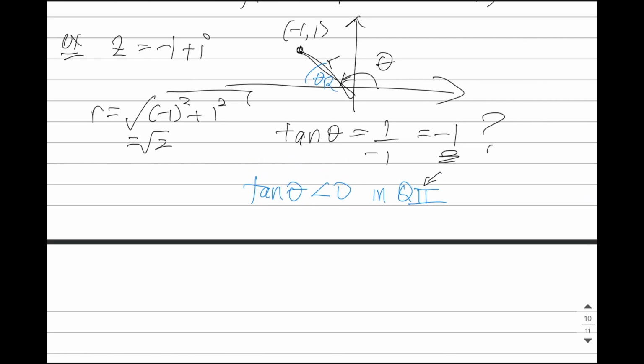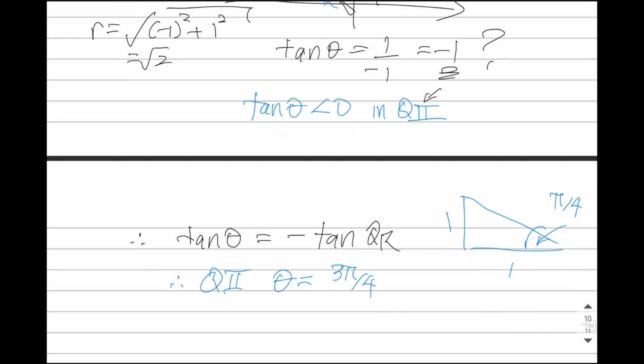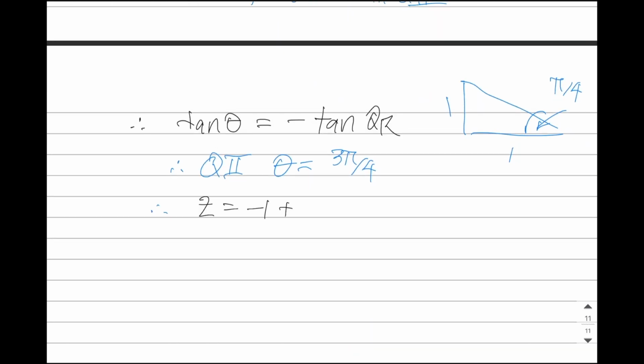In order to help us find the value of the angle, I need something called the reference angle. The tangent of theta is going to be negative times the tangent of this reference angle. If you have a 1 and a 1, this angle here will be pi over 4. Since theta is in quadrant 2, that angle has to be 3 pi over 4. And so this complex number, negative 1 plus i, has a polar representation: root 2 times e to the i 3 pi over 4. Of course, there are infinitely many. You can take any 2 pi multiple of that and get to a result.